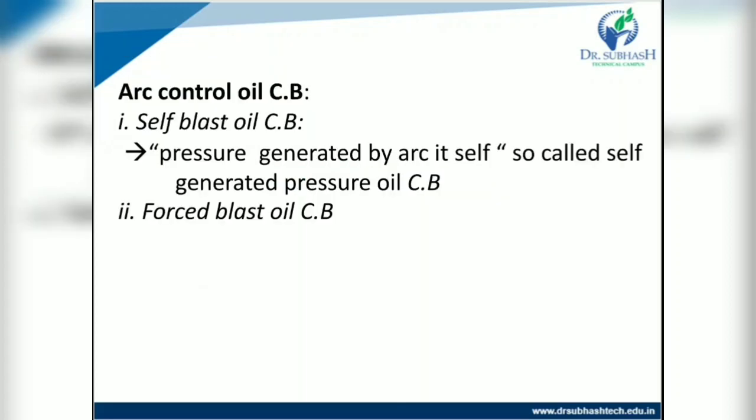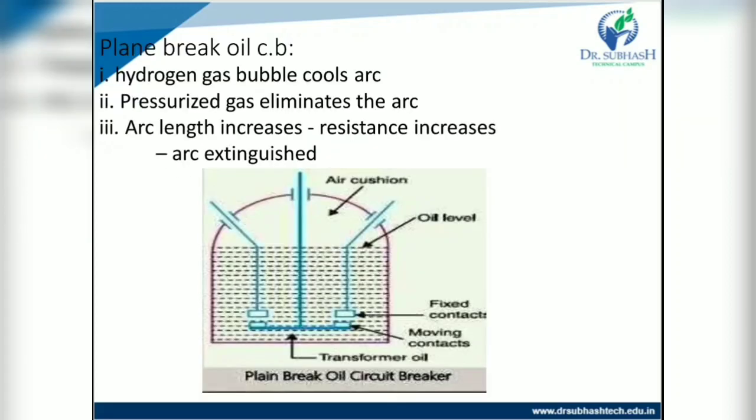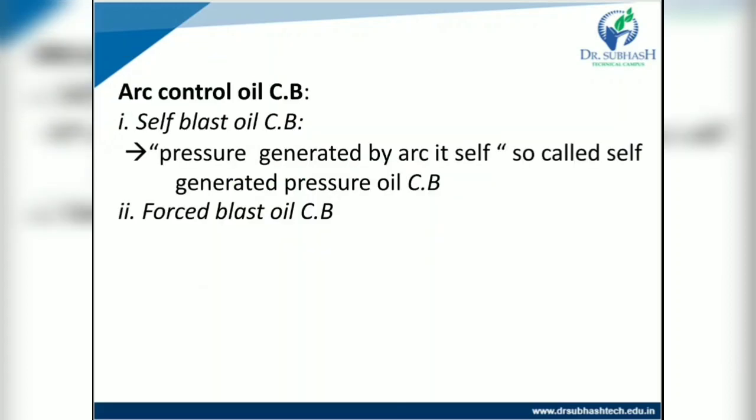So for the minimum oil circuit breaker, we will check in the next lecture, not in this lecture. So next point is our arc control oil circuit breaker. It is a self blast oil circuit breaker. Pressure is generated by the arc itself, so called self generated pressure oil circuit breaker, or we can say force blast oil circuit breaker. There is a compressor for this.